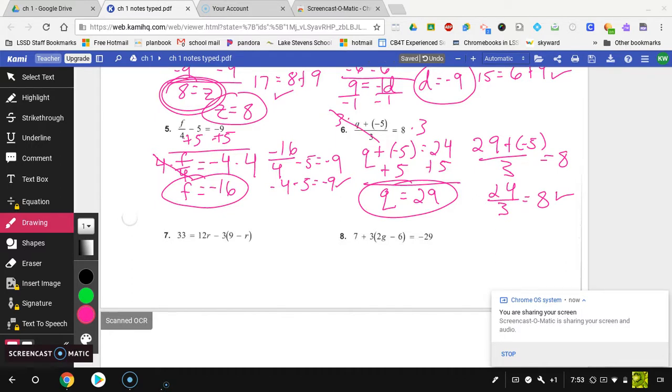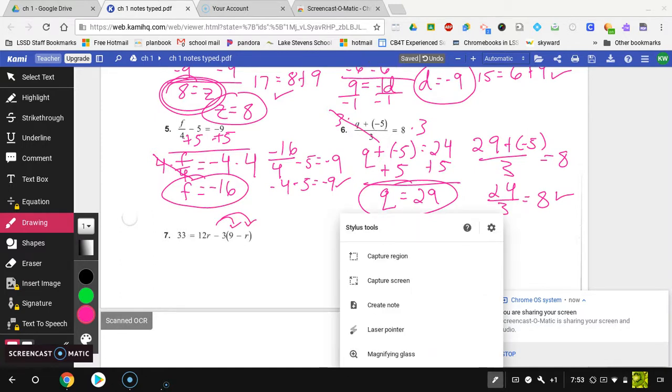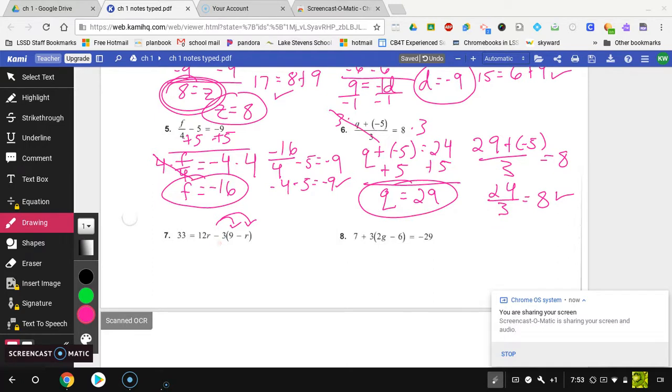Okay, when we get to number 7, we're going to start by using the distributive property. Distributive property says that whatever is being multiplied by on the outside of the parentheses has to be distributed to both things inside of the parentheses. Notice this part in here, out in front, the 12r isn't going to change. We're just going to keep it there. So I have 33 is equal to 12r. I won't change that part.